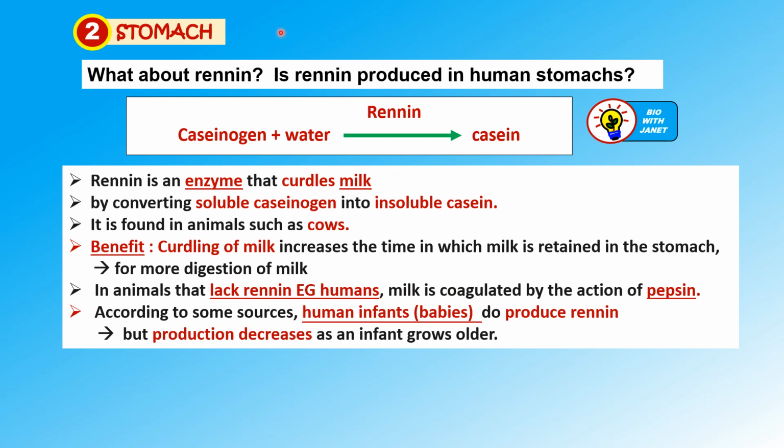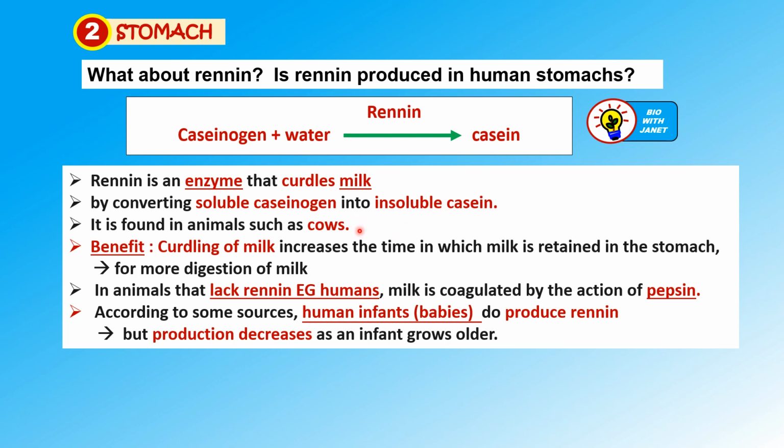So here's a question concerning digestion in the stomach. What about renin? Is renin produced in human stomachs? Now, renin is not mentioned in your new KSSM textbook, but it has always been mentioned in the older syllabus, in the old textbooks. First of all, let's find out what renin does. Renin is an enzyme that curdles milk or coagulates milk by converting the soluble caseinogen into insoluble casein in the milk. So it changes the condition of the milk from a liquid state to a more solid state.